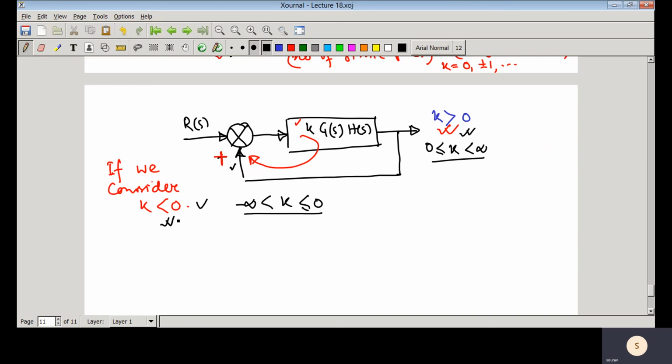So if we consider that k is varying in the negative range, minus infinity to 0, we can represent that particular framework as a positive feedback structure, and then we can apply those rules for sketching that root locus.